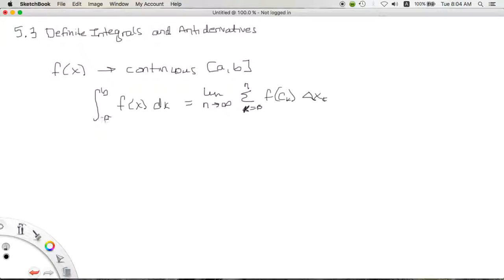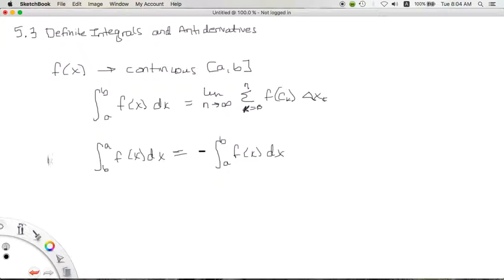Now, this takes the area from left to right, from a to b, where a is less than b. So our delta x's are positive because the x values are increasing. But what happens if we switch our order and we go from b to a? Then that's going to give us just a change of sign of the one we found from a to b. Because now we're going from right to left, so our x values are decreasing, and our delta x is negative.